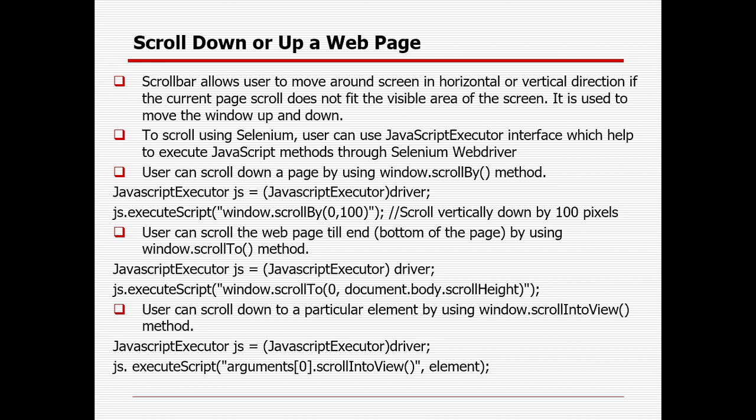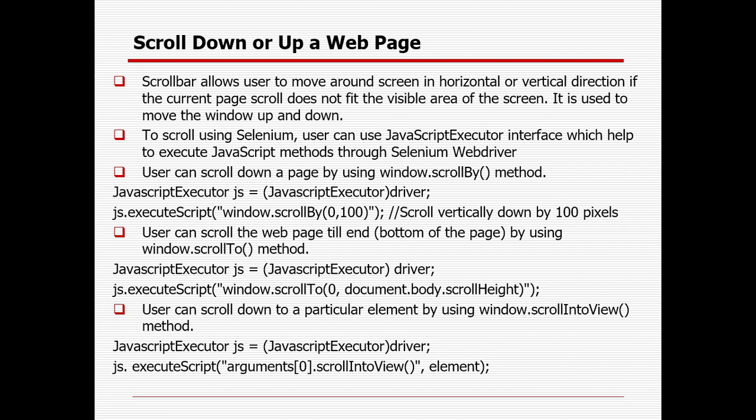There are three methods available. First, window.scrollBy, through which we can scroll by some particular pixels left, right, up or down, right? We need to give the x-axis and y-axis pixels. In case it is down, we need to give the y-axis. In case it is up, we need to give a negative sign on the y-axis. If it is right, the x-axis with a positive sign. If it is left, the x-axis with a negative sign. So that is the way.